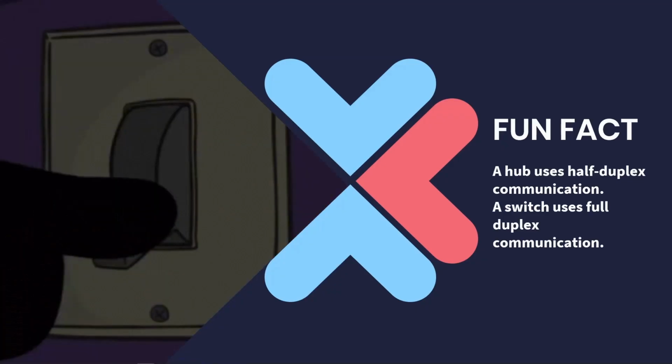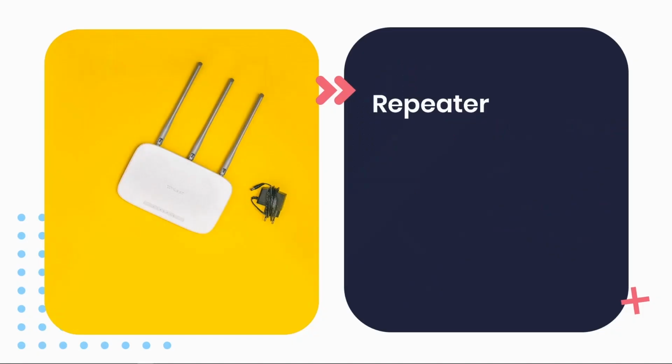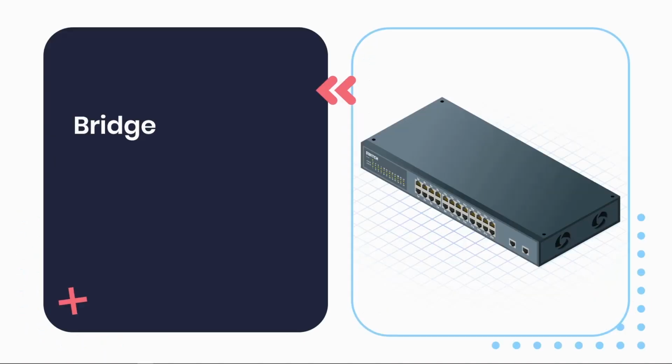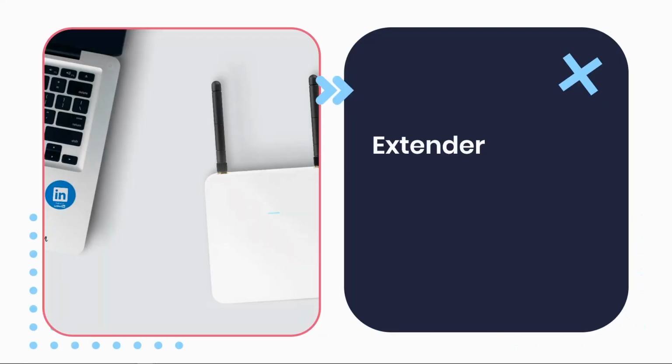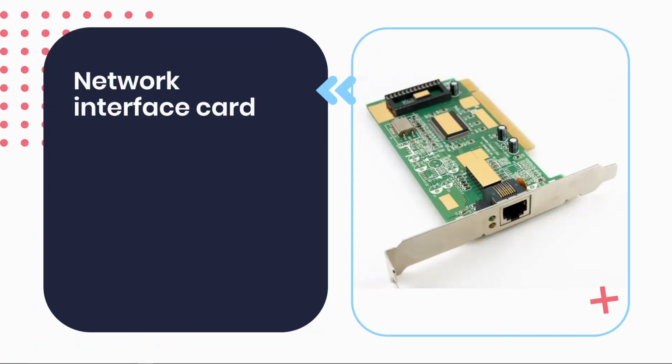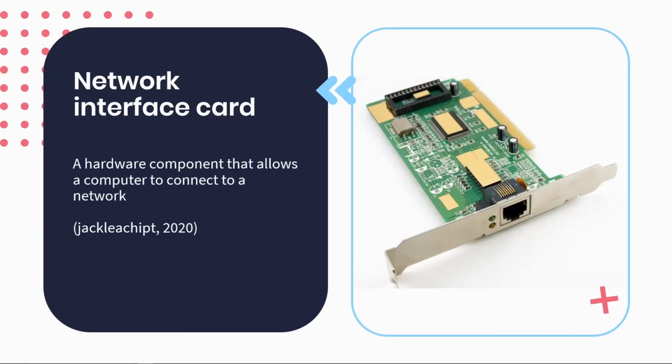Back to our quick check of hardware items used in networking. A repeater is a network device used to regenerate or replicate a signal. A bridge is a device used to interconnect two LANs operating two different networking protocols. An extender is a network device used to amplify a network connection. And finally, a network interface card is a hardware component that allows a computer to connect to a network.